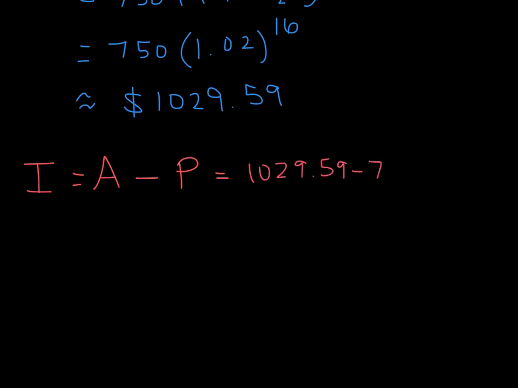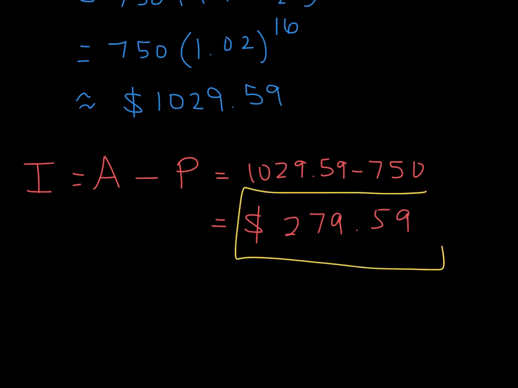So $1,029.59 minus $750 reveals that the amount of interest that was earned was $279.59. This is the final answer. So let's be very careful about answering the question correctly.